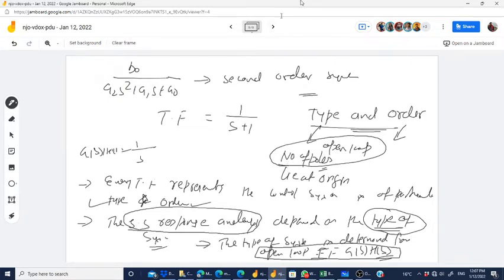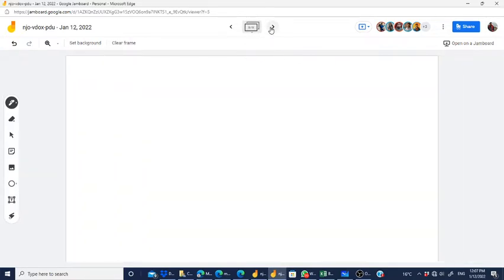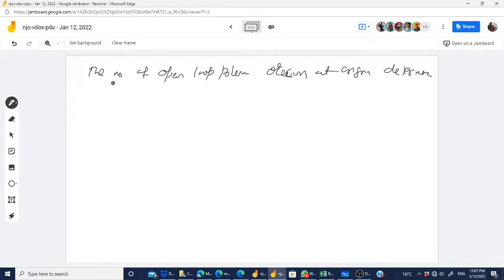Okay, the second thing I want to mention here, the number of open loop poles occurring at the origin determines the type of the system. Agree? ठीक है? Any doubt?